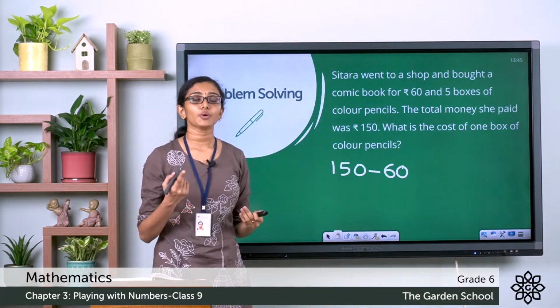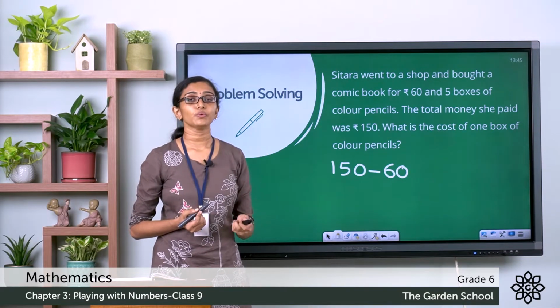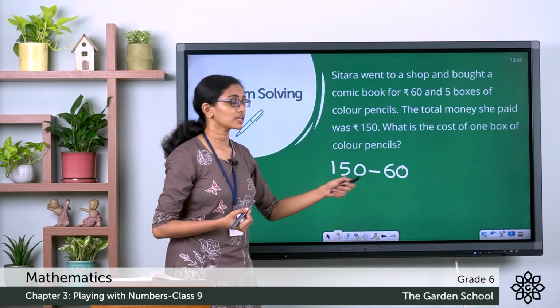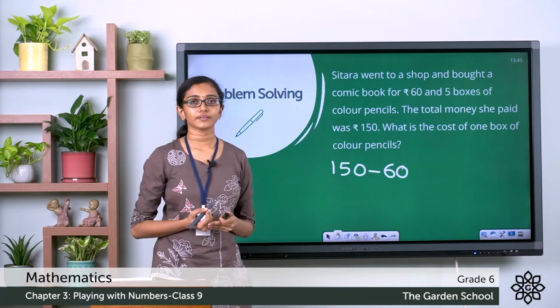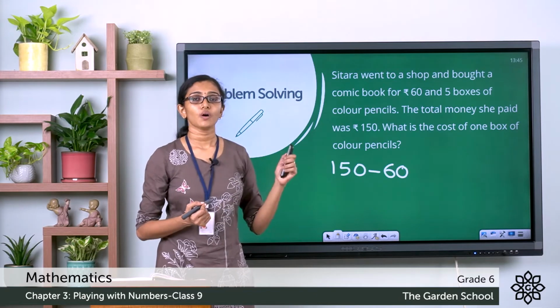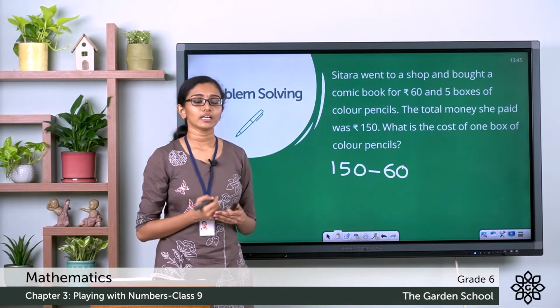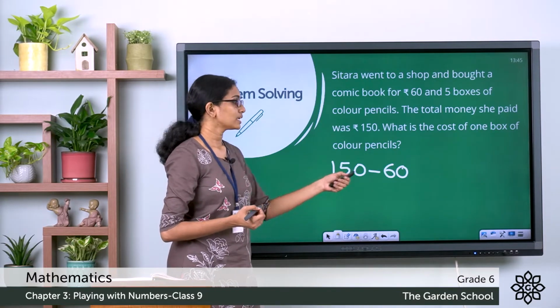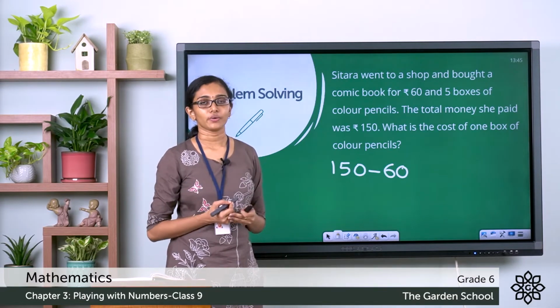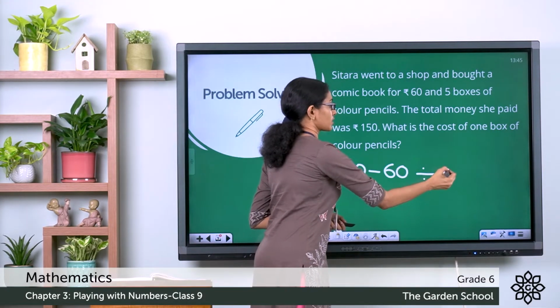Now from that, how do you find out the cost of one box of color pencil? You have to divide the resulting amount by 5, right? So the result of this will give you the cost of 5 boxes of color pencils. So to find out the cost of one color pencil, you have to divide the result of this by 5, right? So what if I write like this?